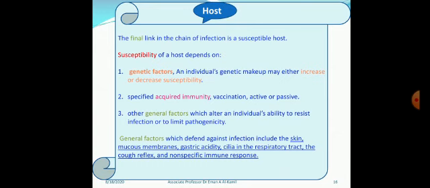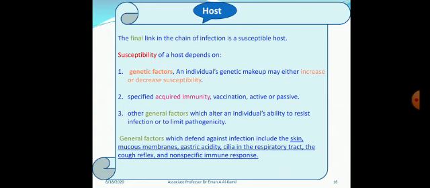First, genetic factors. An individual's genetic makeup makes him either at high risk or at lower risk because of susceptibility. There are certain factors which make the individual more susceptible to certain infections than other people. Second, specific acquired immunity. The acquired immunity, which is either by active vaccination or passive vaccination, decreases or increases susceptibility.